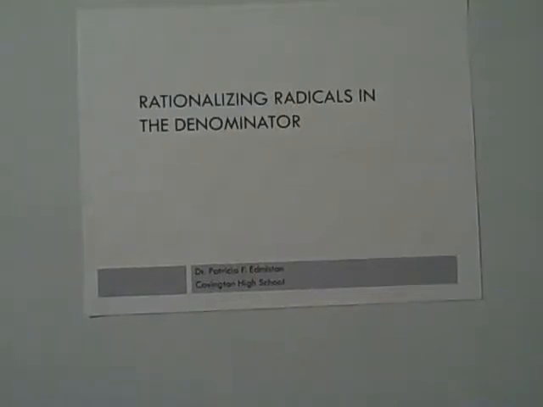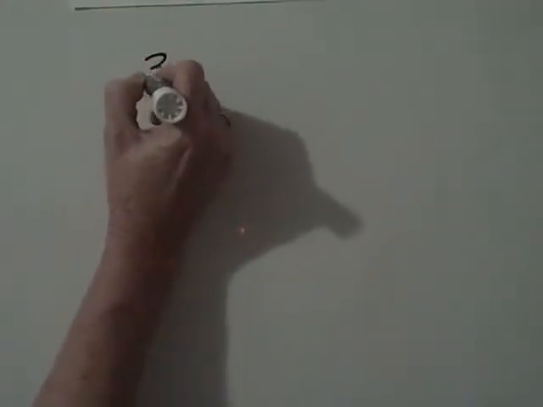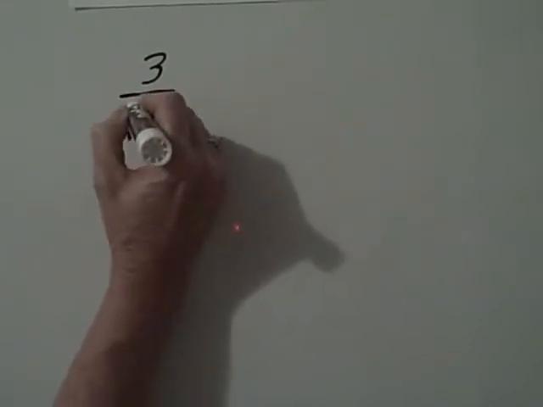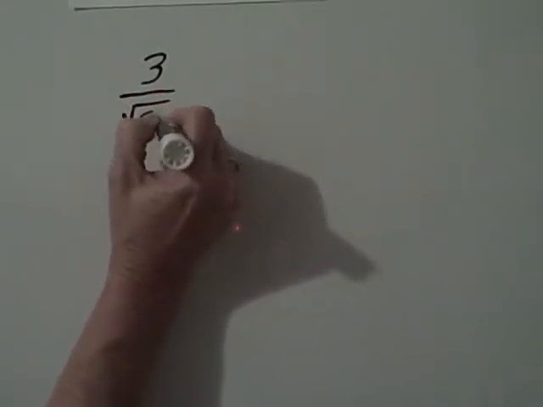Okay guys, today we're going to learn how to rationalize radicals in a denominator. And I'm going to give you two examples. One is going to have a single term radical in the denominator, and the other one is going to have a two term. So let's start off with the first one. And first example here is going to be 3 over the square root of 5x.